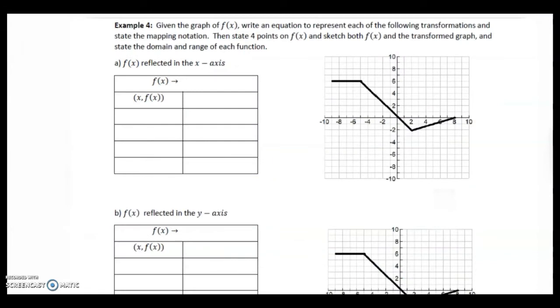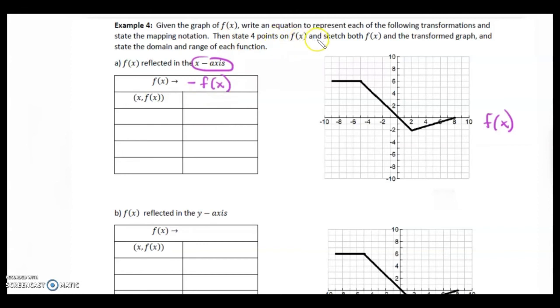Okay, example 4: given the function f(x), write an equation to represent each of the following transformations. This is the combination of 3 different lines, so it doesn't take on an actual formal equation. What we're going to say generally is this is the function f(x). When we state the equation, reflecting in the x-axis is going to be negative f(x). That's the general form in which we can write this.